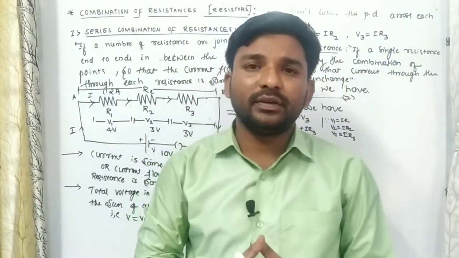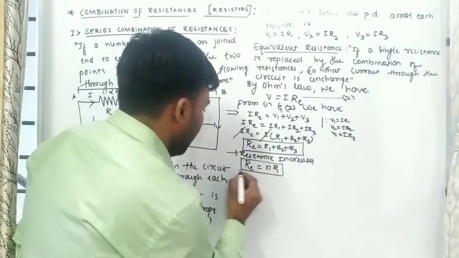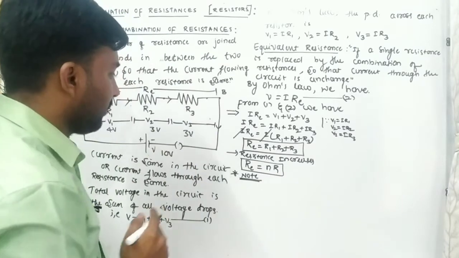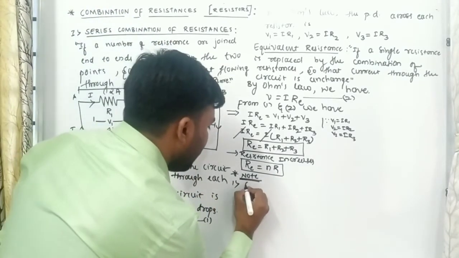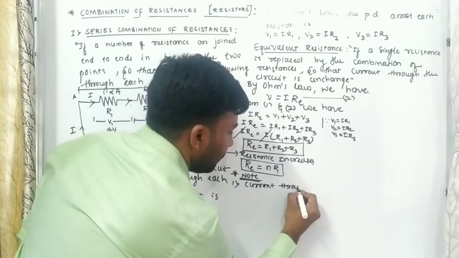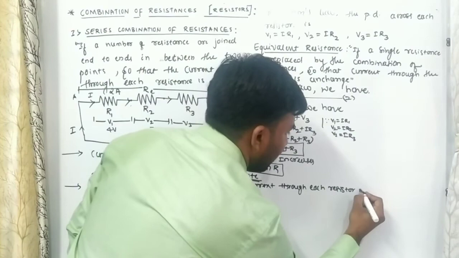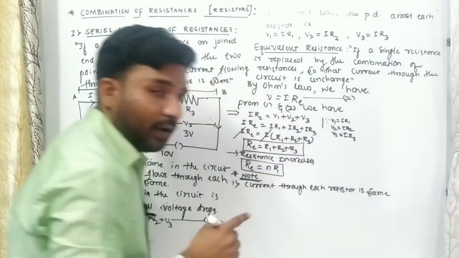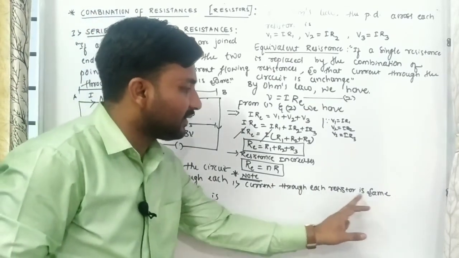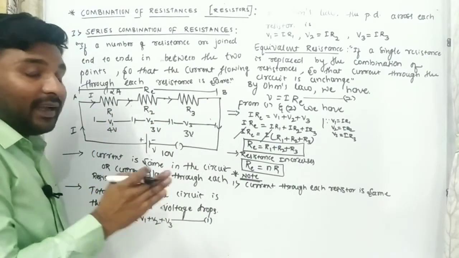So what will be the conclusion for this combination of resistances in series? So note. What should we note? First thing, current through each resistor is same. What will be the current rule? The rule for the current is current through each resistor is same. Whatever the current is flowing through each resistor will be same when they are connected in series.